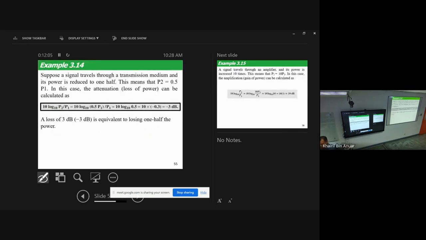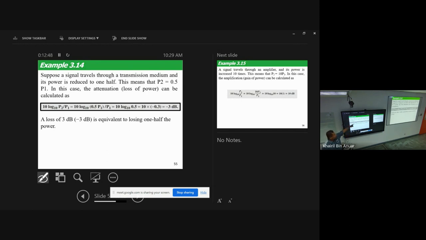And with respect to the loss, engineers usually use the term 3 dB loss. Okay? 3 dB loss, meaning that it's minus 3 dB. dB is the decibel, the unit of decibel, where the decibel or the loss is calculated by 10 log of P2 over P1 to the base 10. Meaning that P1 is your original power, P2 is the power that you receive.